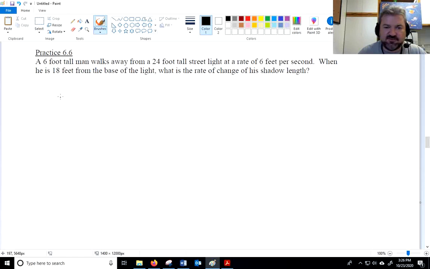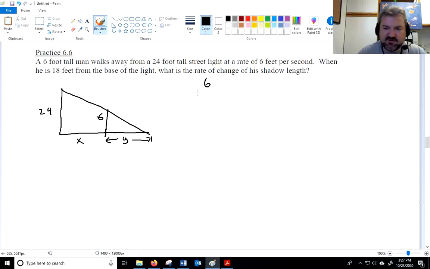Okay, so on this one, the height of the light pole is 24. We got a 6-foot tall person here. And so they're going to cast this shadow like that. We're looking for the rate of change of the shadow length, which is just from here to here. So there's x and then y. These are two similar triangles. 6 is the height of the little triangle. 24 is the height of the big triangle. The base of the little triangle is y. The base of the big triangle is x plus y.